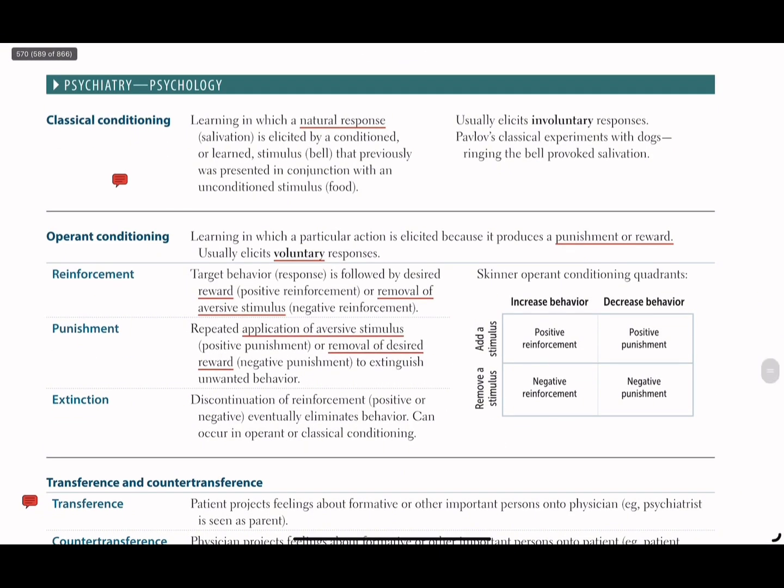Let's go. Classical conditioning: learning in which a natural response, such as salivation, is elicited by a conditioned or learned stimulus, such as a bell, that was previously presented in conjunction with an unconditioned stimulus, such as food. It usually elicits an involuntary response. In Pavlov's classical experiments with dogs, ringing the bell provoked salivation. They're going to give you an example like a patient who used to go to the doctor when she was young, and it made her anxious. Now she's living with a roommate who is a nurse, and whenever she sees the roommate's stethoscope, she gets anxious. So this is classical conditioning.